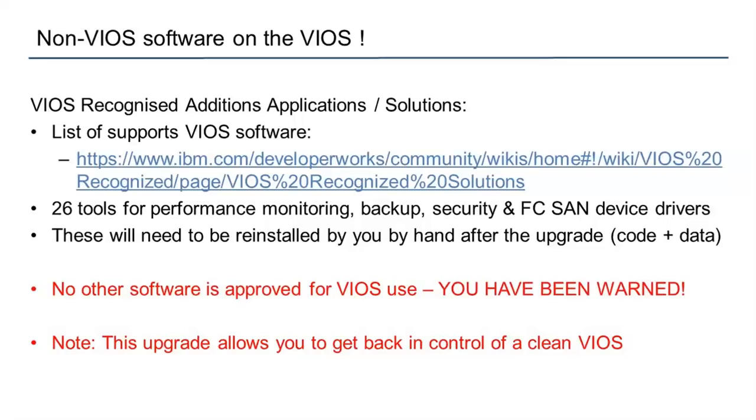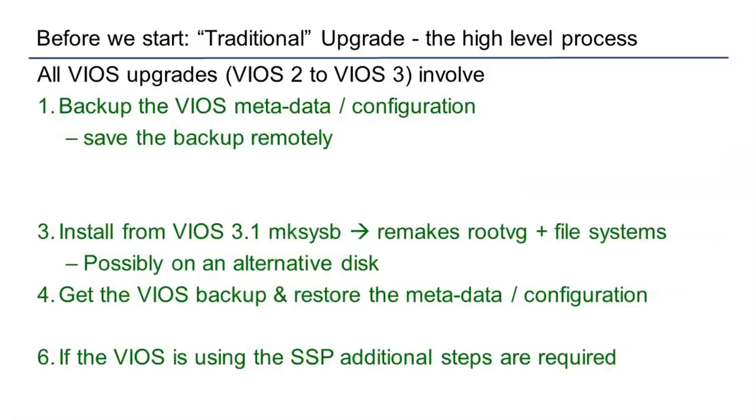People have written scripts, they put log files in funny places, they've installed something and deleted it, and then there's bits and pieces lying about. They're never quite sure how clean their VoServer is after it's been operating for a while. Okay, so if you want to do a traditional upgrade, then I'm looking at the high-level process now. So we're going to do a backup of the VoServer metadata. That's the configuration of the virtual networks and the virtual disks. We have to save that off the machine somewhere else.